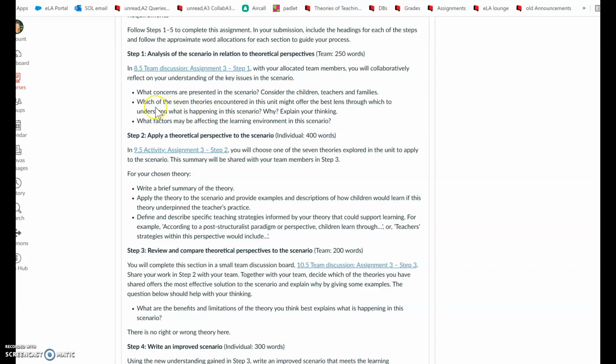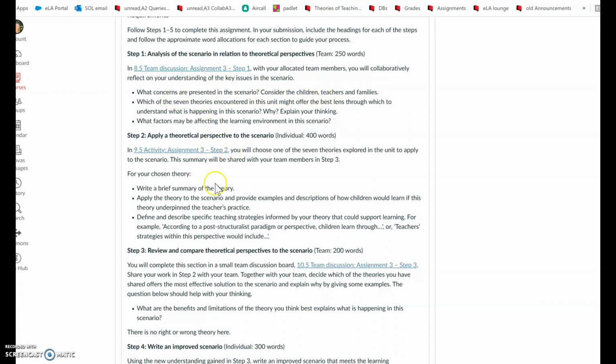One of the questions we often get is this second point here: which of the 7 theories in this unit might help? We know that you're not going to spend more than about a sentence or so explaining that. You might just tell us that there are a number of different theories that could support the stakeholders here. Don't be too concerned about that second point. We want to know what factors are affecting the learning environment and the concerns that are presented here.